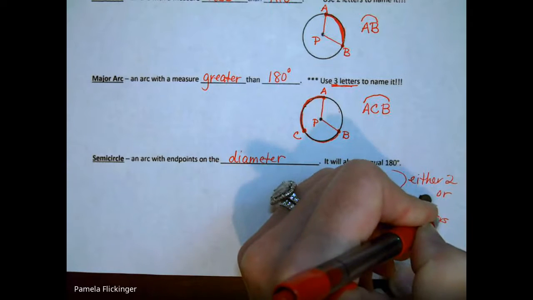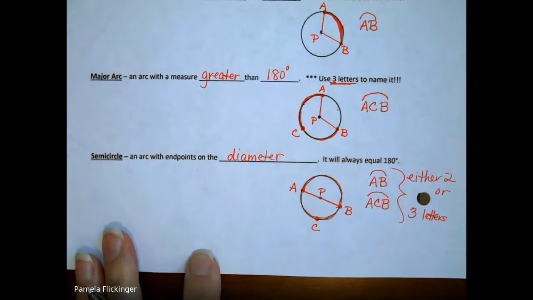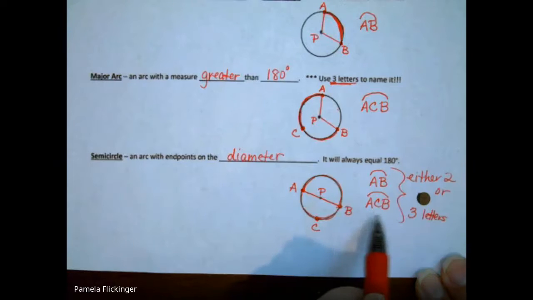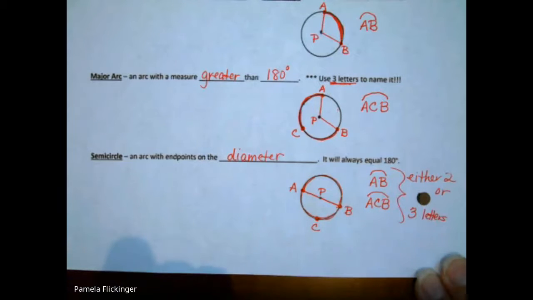Now, that being said, when you're given the name of an arc and you're asked, is it minor, major, or a semicircle, you have to look at the picture. You can't assume that just because it's two letters, it's going to be minor, and if it's three letters, it's major. You have to look at your picture and where the endpoints are, because some of them might be semicircles. All right. So a lot of vocabulary.